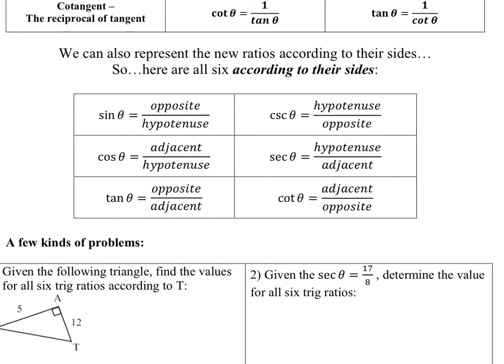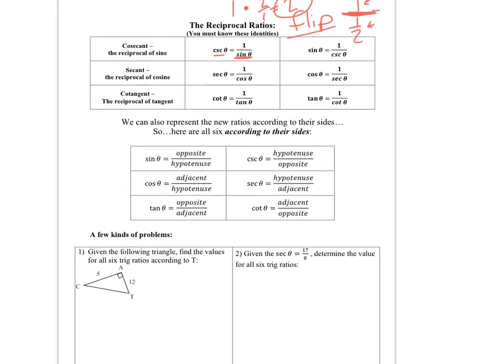Tangent is opposite over adjacent, cotangent is adjacent over opposite. Okay, so that's it. You just have to know those and recognize them when you see them, or find them, as we're going to do right now.